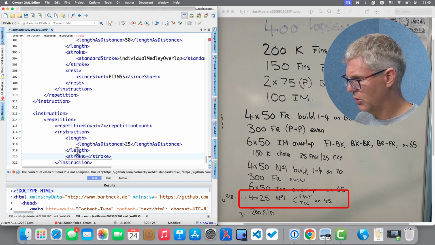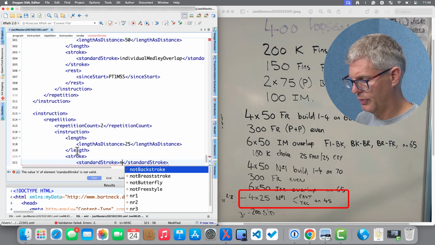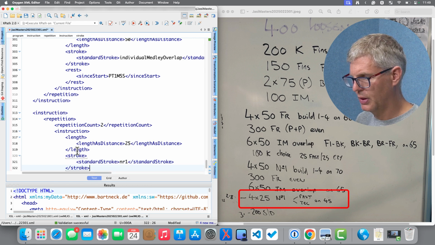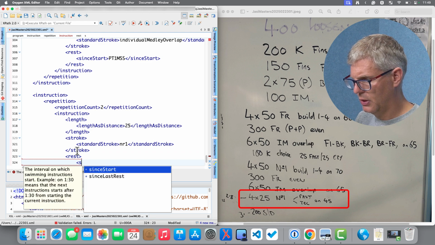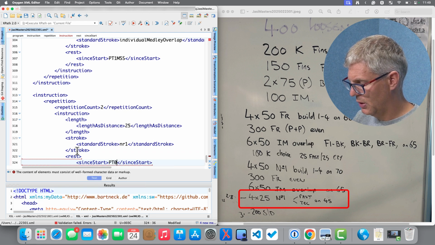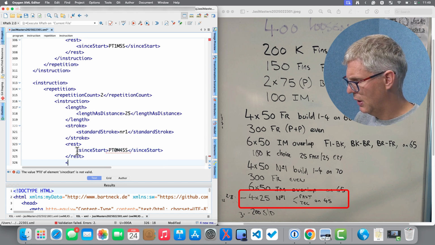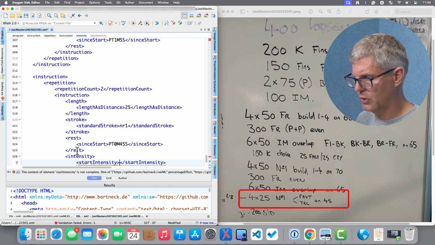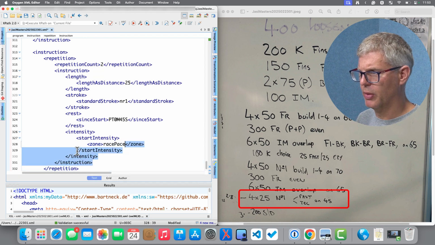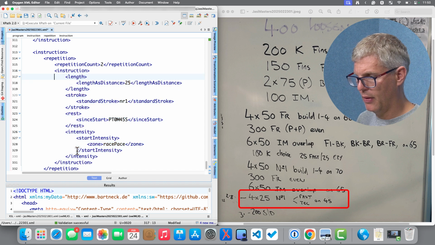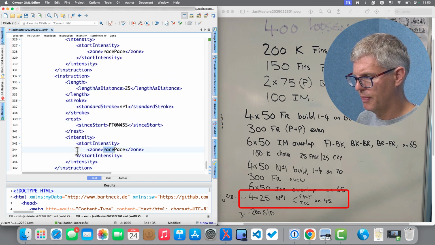Stroke, what's the stroke? Number 1. Standard stroke number 1. And we start with the rest. Since start 0 minutes 45 seconds. And we start with a fast one. So race pace. And we then repeat this whole thing a second time, just with an easier.